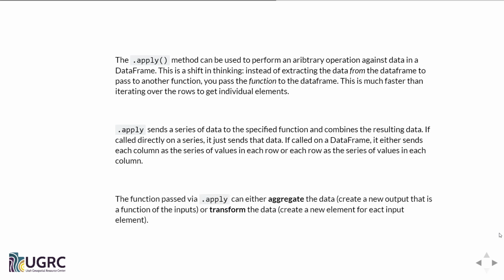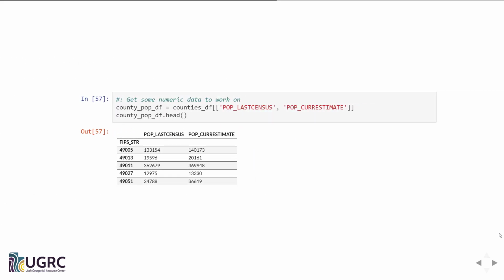The functions that we pass can be of two types. It can be an aggregate function, which says, take all the data and give me a single value that's based on all that data. Or it can be a transformation function, which says, take every value that we pass and do something with it and then return a new value for every one. So let's look at some examples here. We're going to just get the population columns from our county's data frame and save it to a new data frame. So we've just got two numeric columns to work on here.